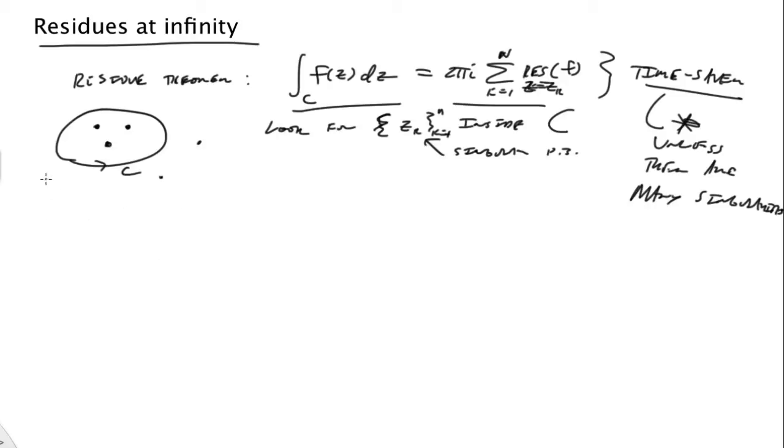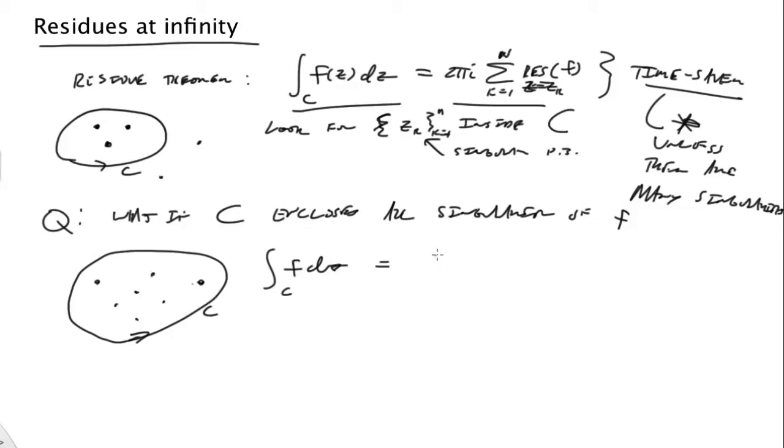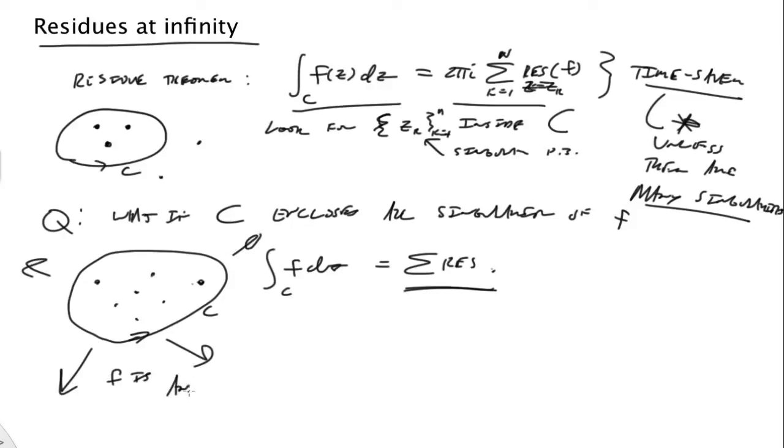Another question then is, what if the contour encloses all singularities of f? That is, if I have a bunch of singularities, and then I have a contour that encloses every single singularity of f. Of course, then this integral is just the sum of all the residues. I can write that in that form. But again, this could be quite a few. What if there are a lot? Then there's a lot of work to be done there. And what it means, of course, is that everywhere outside of this contour, f is analytic.